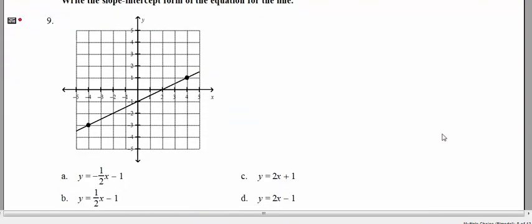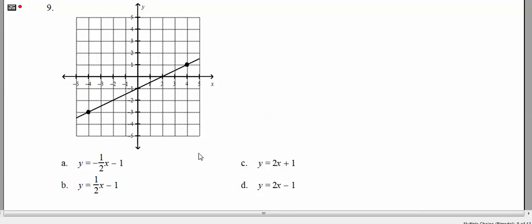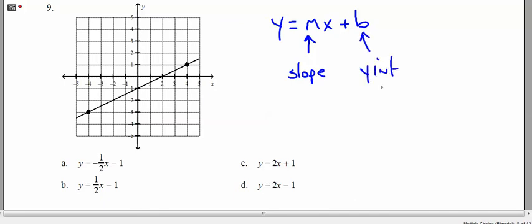Alright, here we go. Slope-intercept form of the equation. Now look, remember slope-intercept form? Yeah, we've been talking about it the whole time. Y equals mx plus b. What's the m? The slope. What's the b? The y-intercept. Look, what's the y-intercept for this line? There it is. So we need an equation with a negative 1 at the end. So it's not that one, is it?